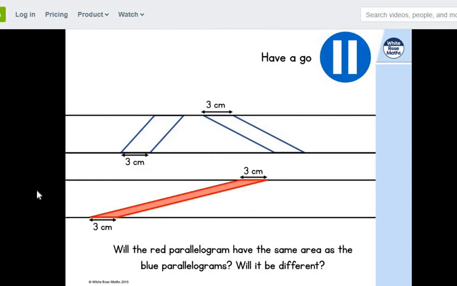One of the things to think about with this one is that we're told that the heights were the same. The perpendicular height for all three of these parallelograms is 5 centimetres. And they also have something in common in that the widths, or the base of them, are all 3 centimetres. So they're all going to be the same area. Here's the base, and here's the perpendicular height. So the calculation for all three would be 3 times 5.